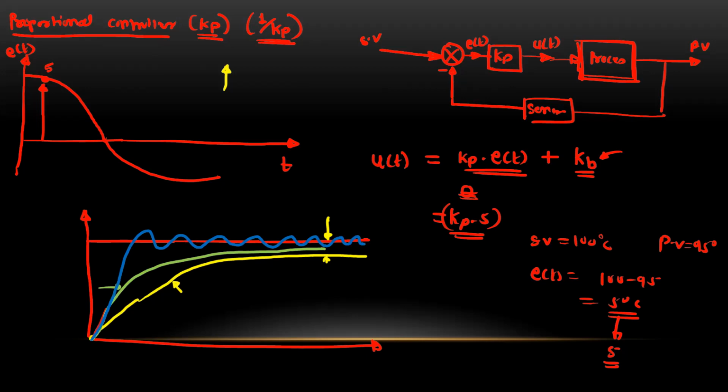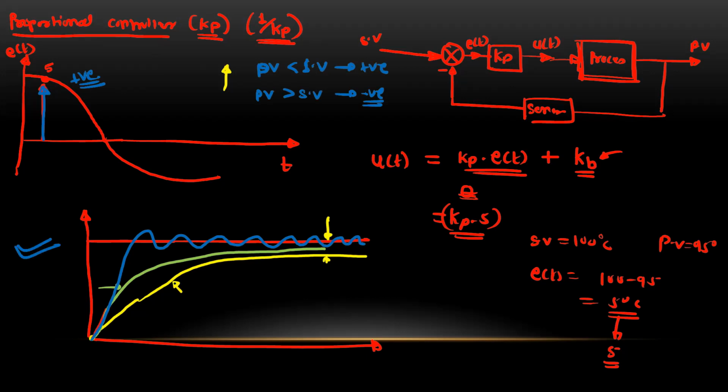So basically Kp will just multiply the error signal. If the process value is less than the set value, then the error signal will be positive. And if the process value is greater than the set value, then the error signal will be negative. So the use of Kp is just to amplify the error signal on the positive side and on the negative side. And its effect will be like this.